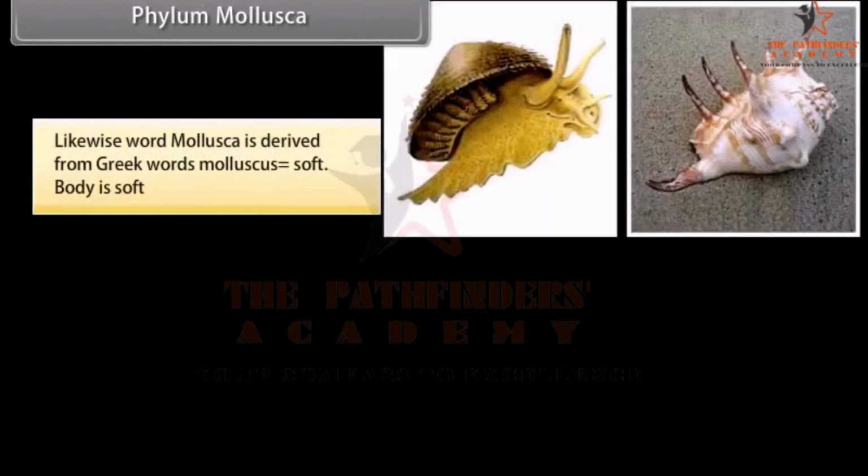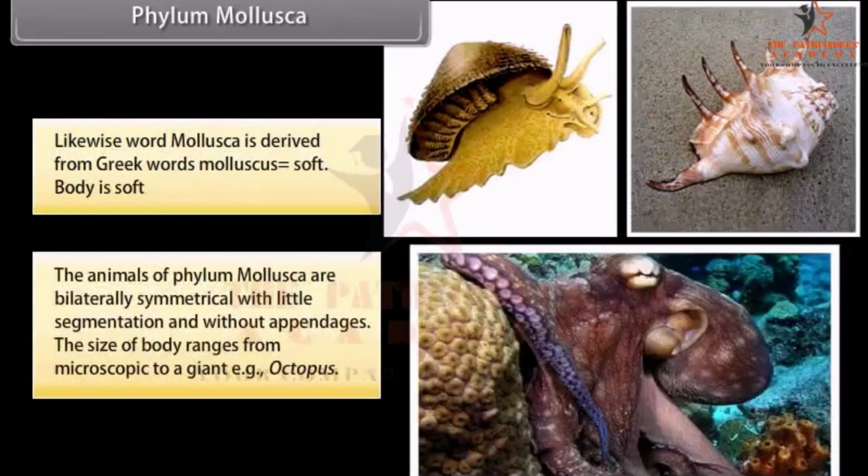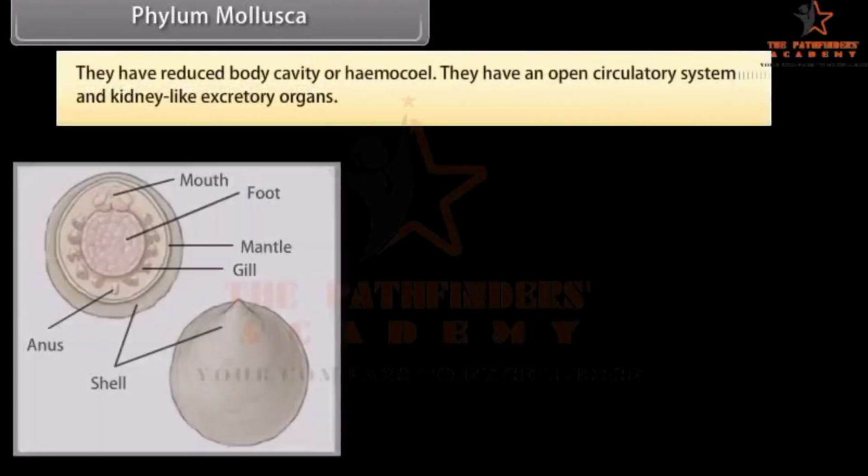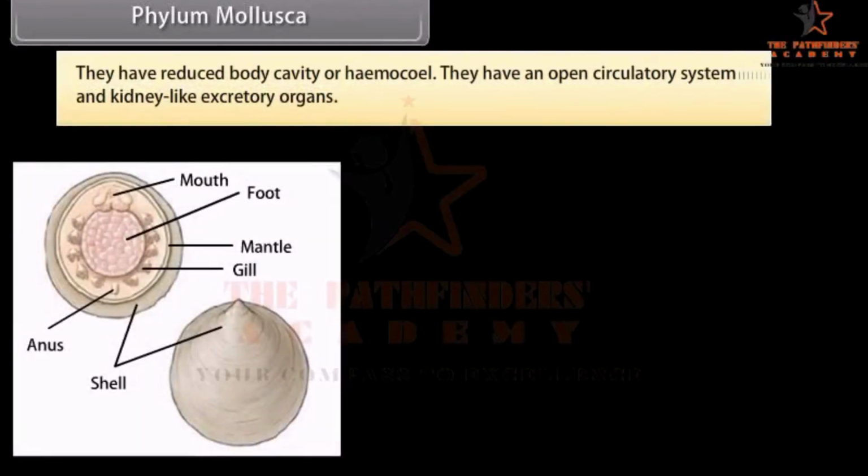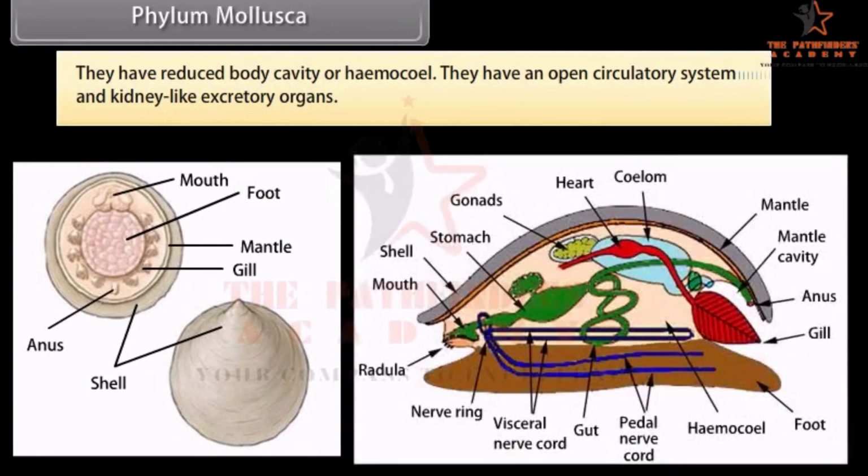Phylum Mollusca. Likewise, the word mollusca is derived from the Latin word molluscus, soft, as the body is soft. The animals of phylum Mollusca are bilaterally symmetrical with little segmentation and without appendages. The size of the body ranges from microscopic to a giant, that is, octopus. They have a reduced body cavity or hemocoel. They have an open circulatory system and kidney-like excretory organs.